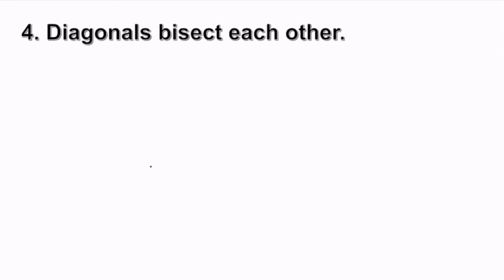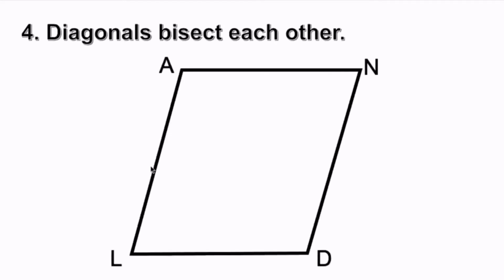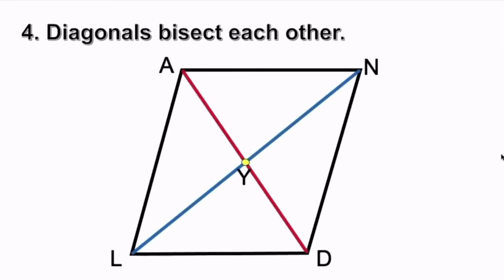Pang-apat na property, diagonals of a parallelogram bisect each other. So ano nga ba ang ibig sabihin nito? Kung napanood nyo ang mga primer videos, alam nyo na pag sinabing bisect, nahati sa dalawang equal o congruent parts. Say for example, meron tayong parallelogram LAND at i-drawing natin ang diagonals, segment LN at segment AD.